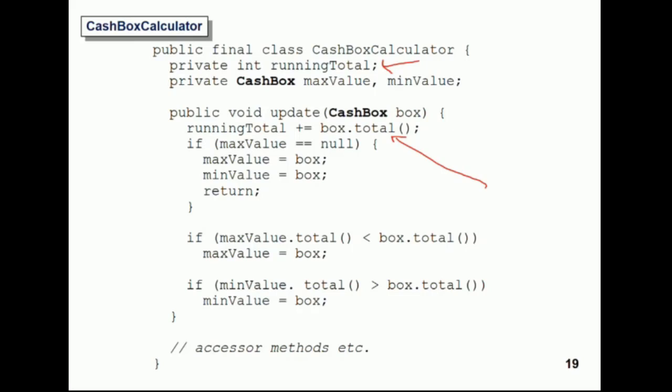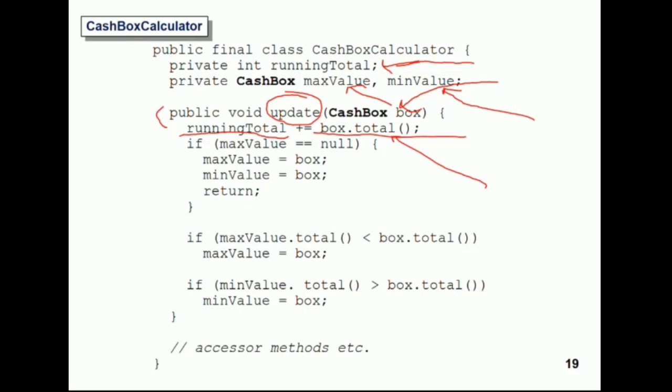I want to work out which cash box has got the maximum amount, which cash box has got the minimum amount of cash. So in order to do that, I've got an update method. And what the update method does is pass into it each of the cash boxes. So maybe you'll run this within a loop. You have a for loop that goes through all the cash boxes, and one by one you pass all of them into it. We've got our running total, which is equal to the running total plus whatever the box has been passed in, okay?